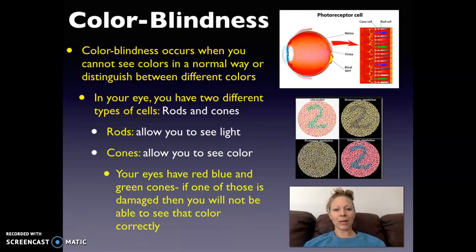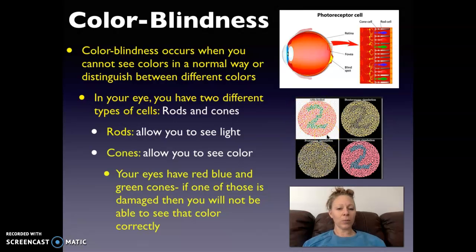Another one is color blindness, a little bit less dramatic. 1 in 12 males have color blindness, and 1 in 200 females have color blindness, and we'll talk about why that is so in just a little bit. So color blindness occurs when you cannot see colors in a normal way. So here's our example. If you are able to see color, you can very clearly see this 2 in the circle.